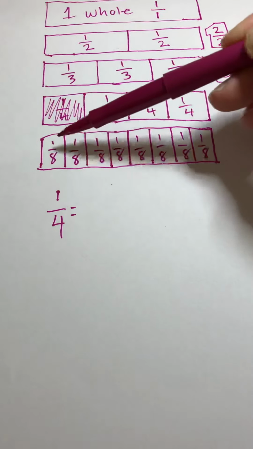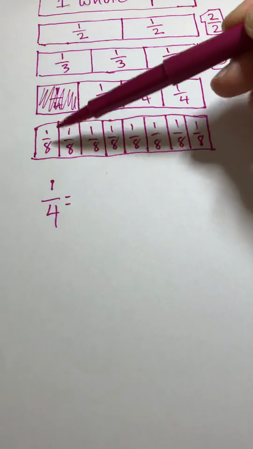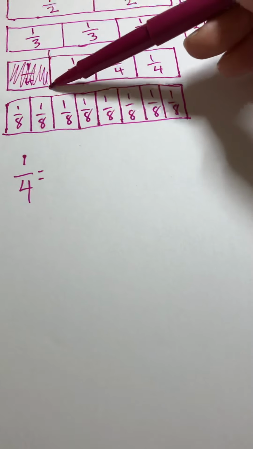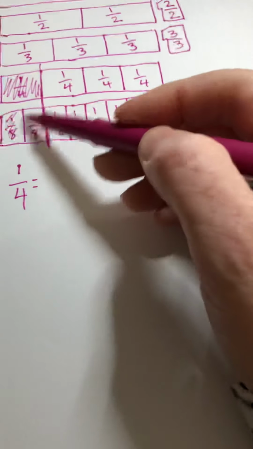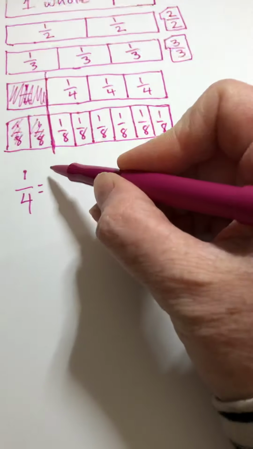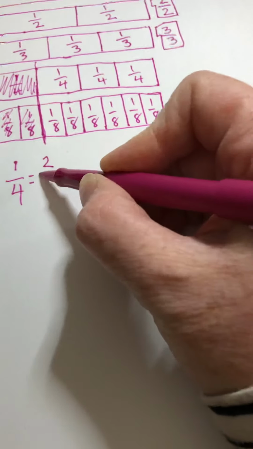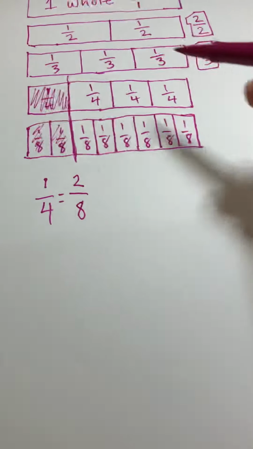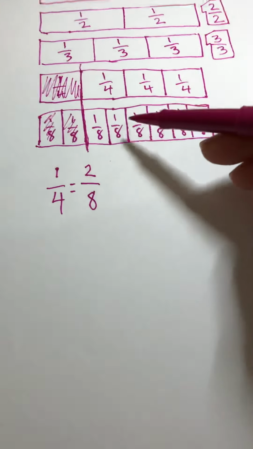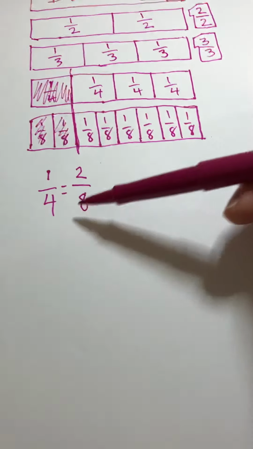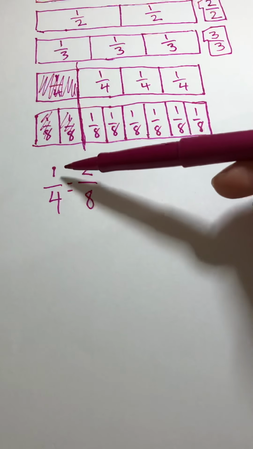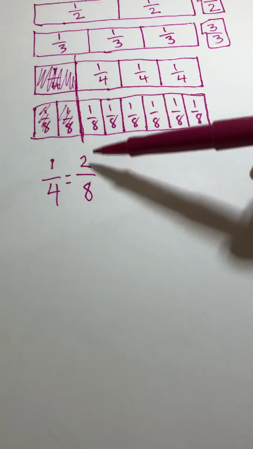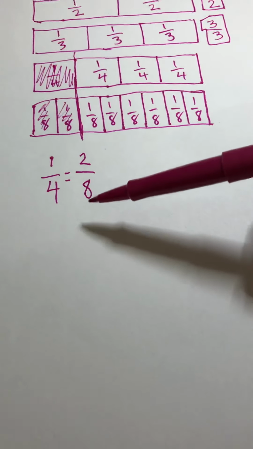How many 1/8 pieces fit underneath there? Well, if I matched them up, it looks like I could fit 1, 2. It looks like I could fit 2/8. Now, can you see a relationship there? Did I do something to the top and the bottom? That's right. 1 times 2 is 2, and 4 times 2 is 8.